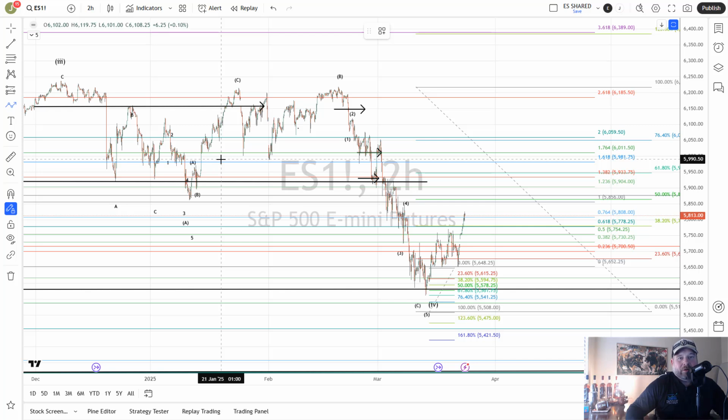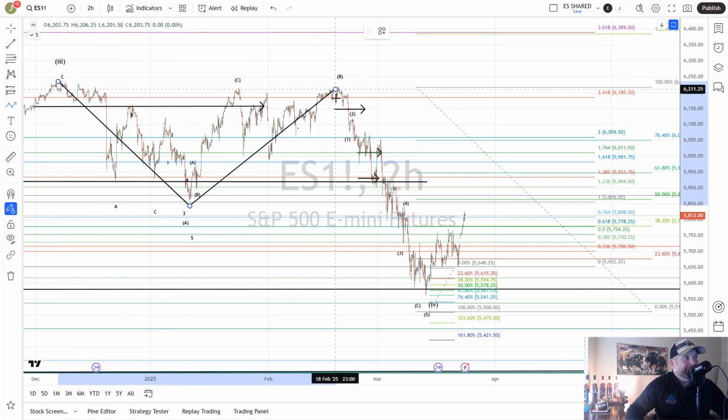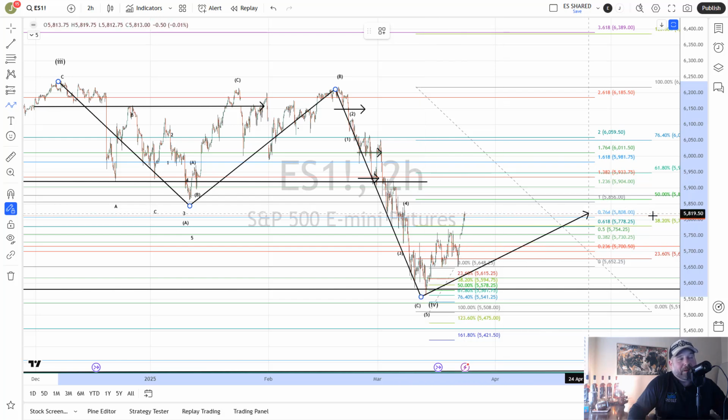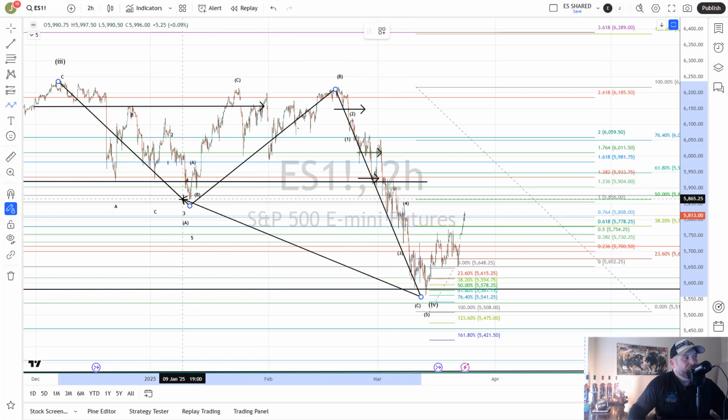Okay, guys, so here we are on the 2-hour futures chart for the S&P 500. And as we've been talking about for a long time, this has been an ABC that we believe has completed here. We talked all last week about looking for a bounce, and that's exactly what we saw. We were looking for 5,800. Actually, it moved up to 5,850 as our minimum target. That is going to be the bottom of the range that we were in.